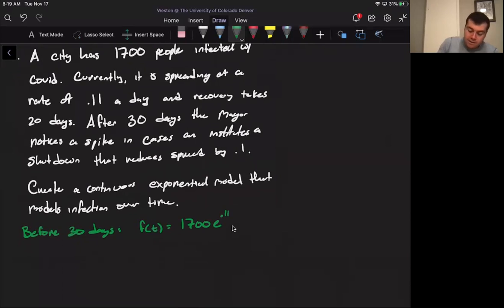If it takes 20 days to heal, that means that 1 in 20 heal a day. And so that's 0.05 heal a day. So we have 0.11 minus 0.05 times t. So that's 1,700 e to the 0.06 t. So that's our model for the first 30 days. Super straightforward.